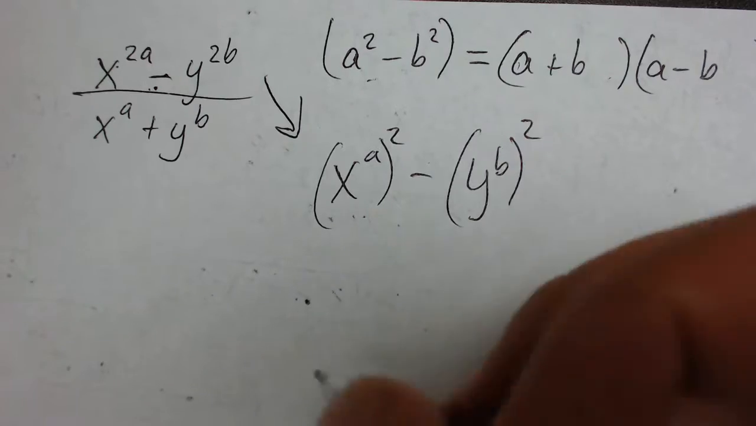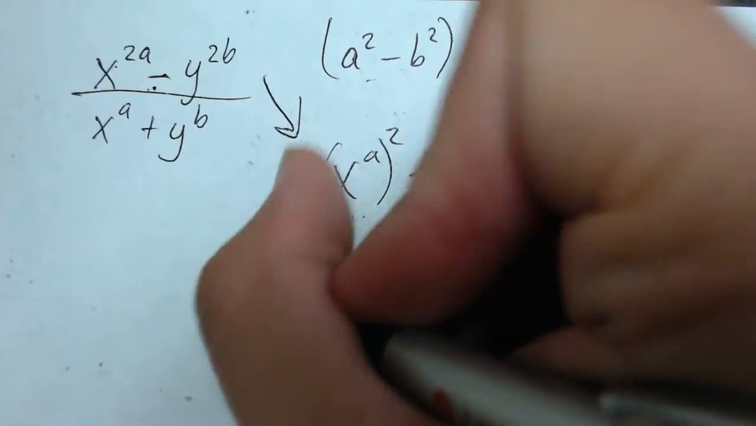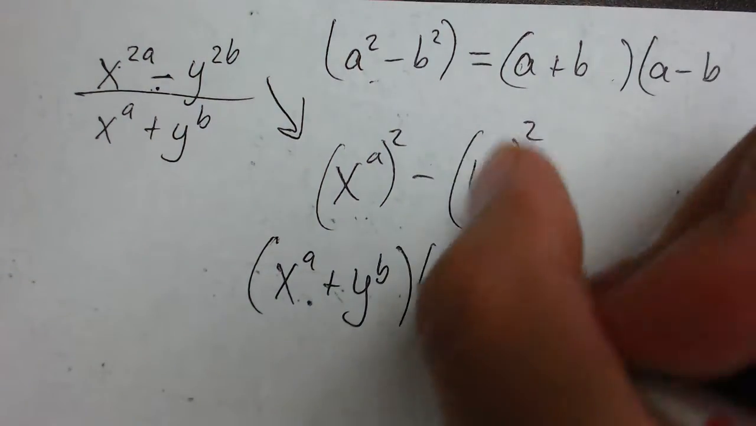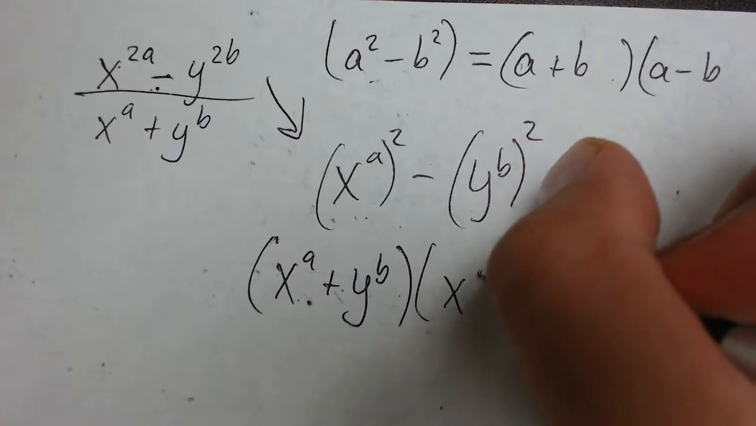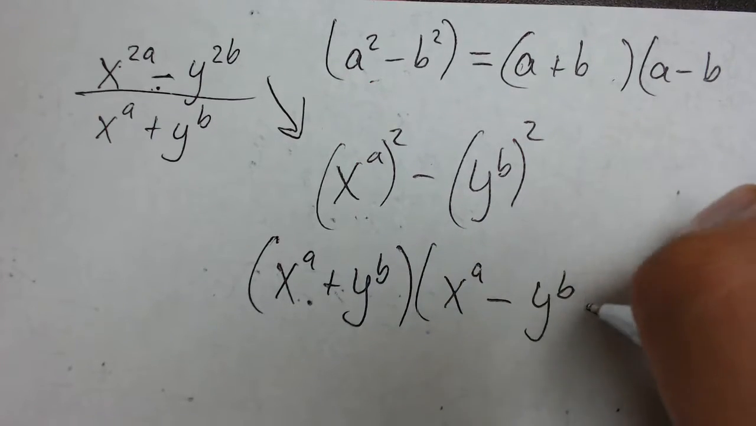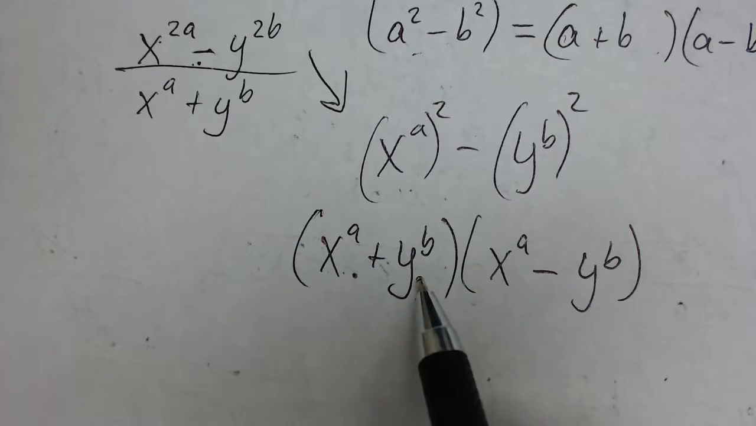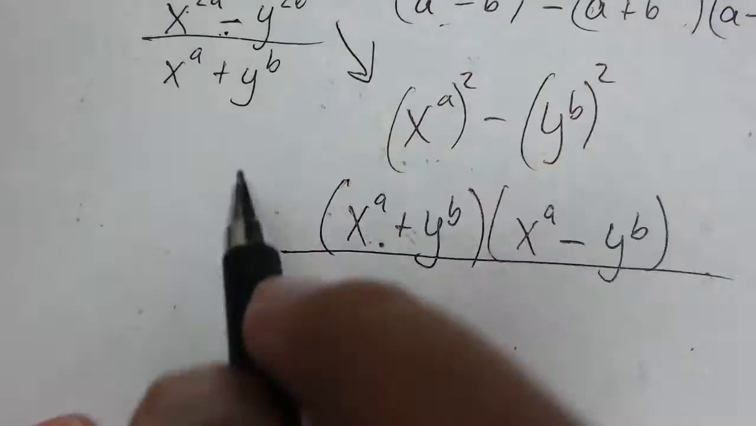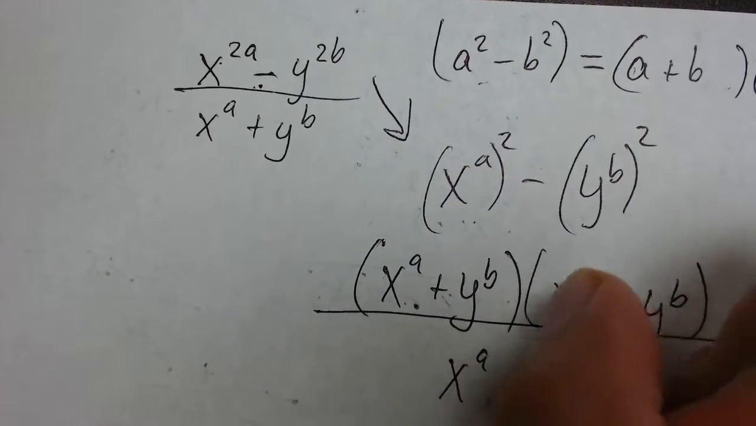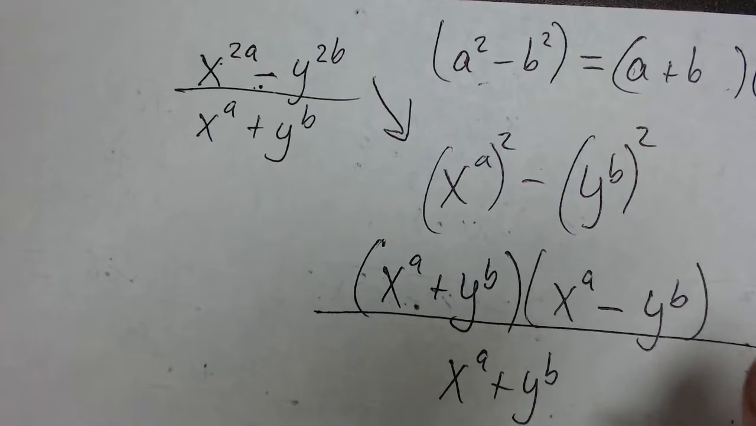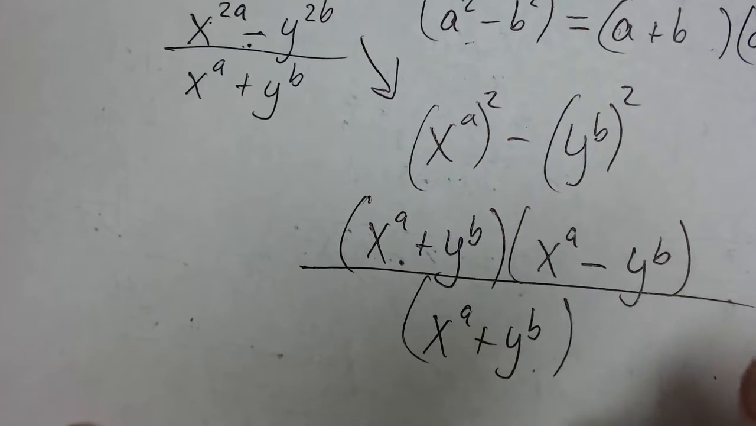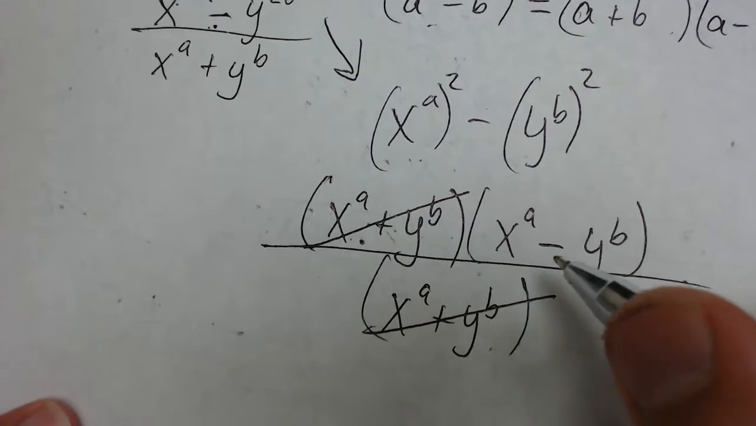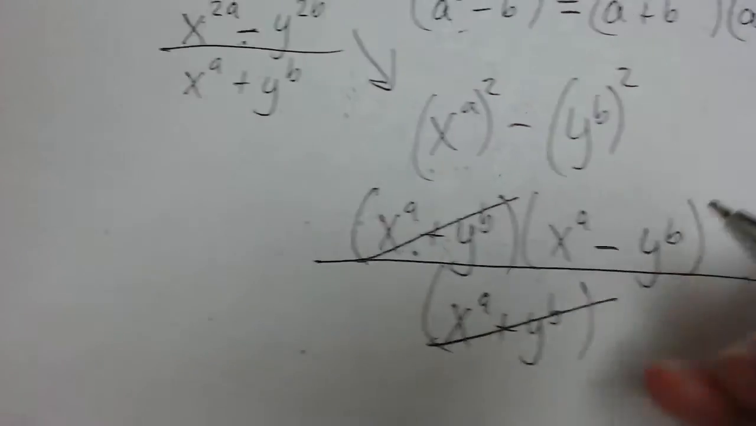or each term, and we put them together being added, and then we group them together being subtracted. So now we have x to the a plus y to the b, times x to the a minus y to the b, and that's our new numerator. We take that and put it over our denominator of x to the a plus y to the b. Now we can see we can cancel because we have the exact same polynomial on top and bottom, which means our final answer is just going to be x to the a minus y to the b.